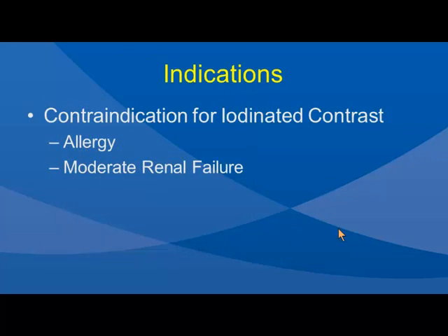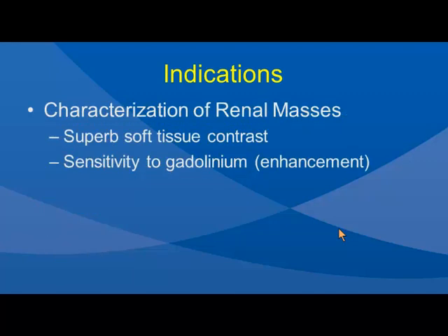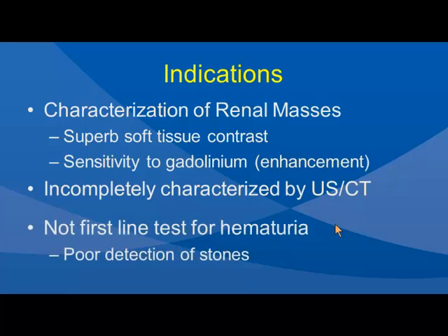So as always, when you have contraindications to iodinated contrast or you have concerns about radiation, MR is a great alternative to CT and ultrasound. More generically, because of the superb soft tissue contrast of MR and the sensitivity to small amounts of gadolinium, MR really is a great technique to characterize renal masses. So basically any mass that is incompletely characterized by ultrasound or CT, we use MR to try to give a more straight answer. However, because of our limitation in detecting calcifications, we don't use MR as the first test to study patients with hematuria.